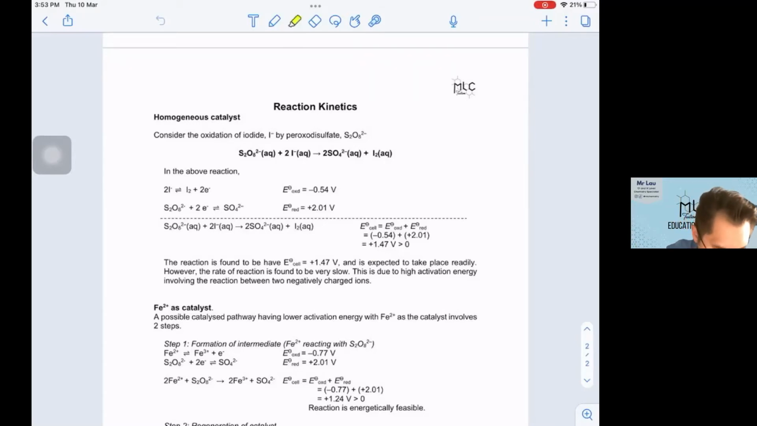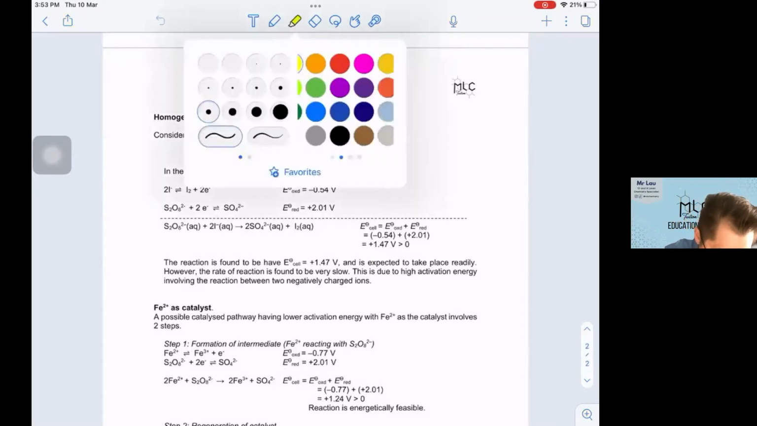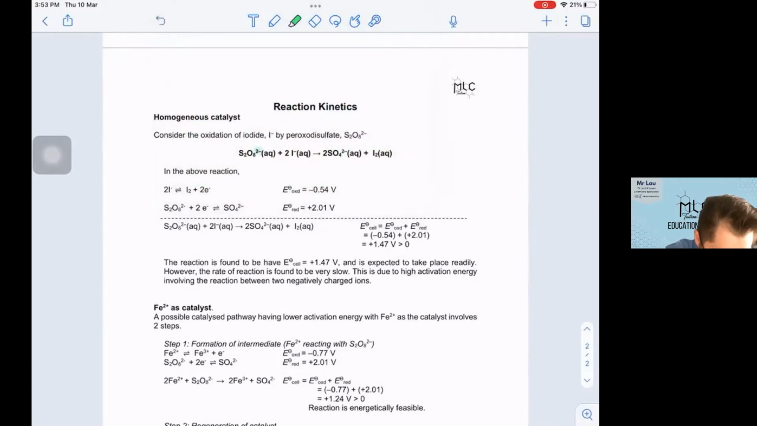Why? Because both the peroxydisulfate and the iodide are negatively charged. So therefore, they repel, which results in very high activation energy, very high EA. So therefore, the reaction will be slow. So therefore, we need to make use of homogeneous catalysis to catalyze this reaction.